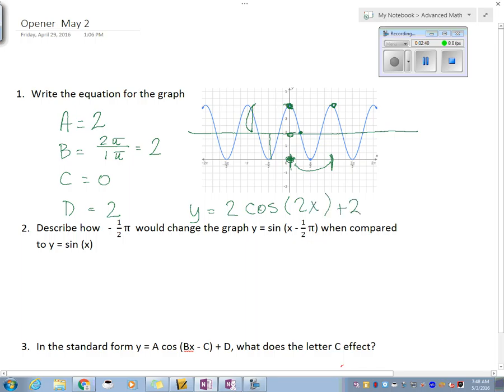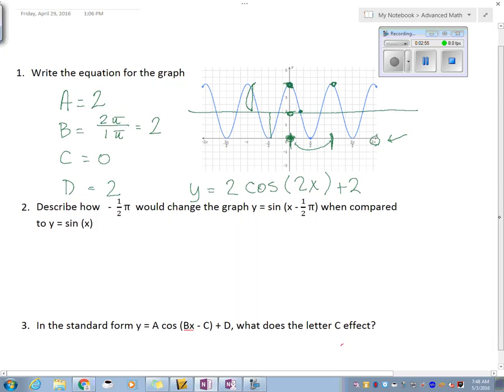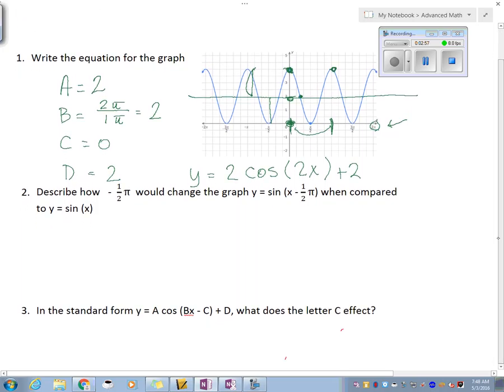Now, once you get this done, I would suggest that you put your calculator in radians, because this is in radians, and graph it to double check. Okay, so your calculator is going to be your best friend on this upcoming test. So, in number 2, what would minus 1/2 change the graph? Again, your calculator is going to be your best friend. I would put this in. That's your parent graph. And then I would put this in. And I would see the difference.